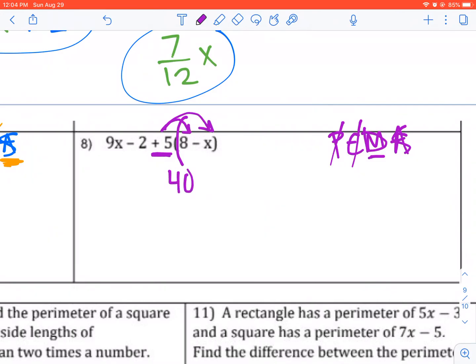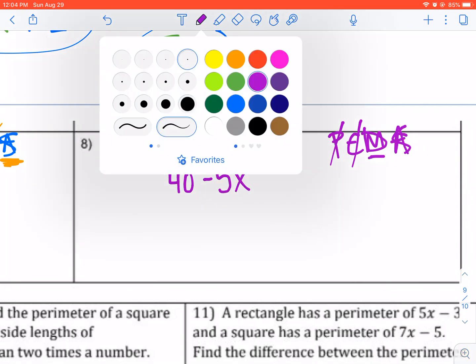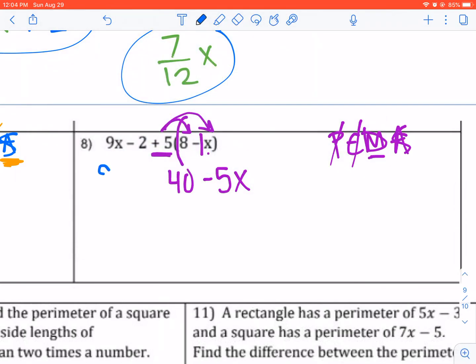Positive 5 times a negative x, you can put that 1 in there if you need. 5 times a negative 1 is a negative 5, and then don't forget to put your x on it. Remember that we bring down everything else that we have not used. We distributed this 5, so it's in here, so we don't rewrite it. It's gone. It's distributed inside these other pieces.